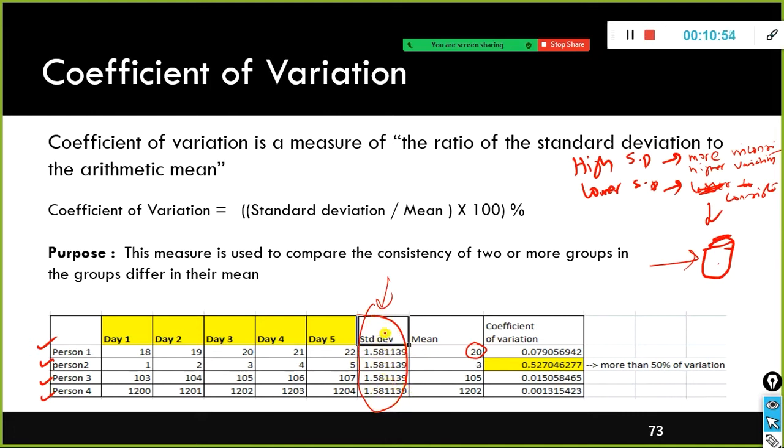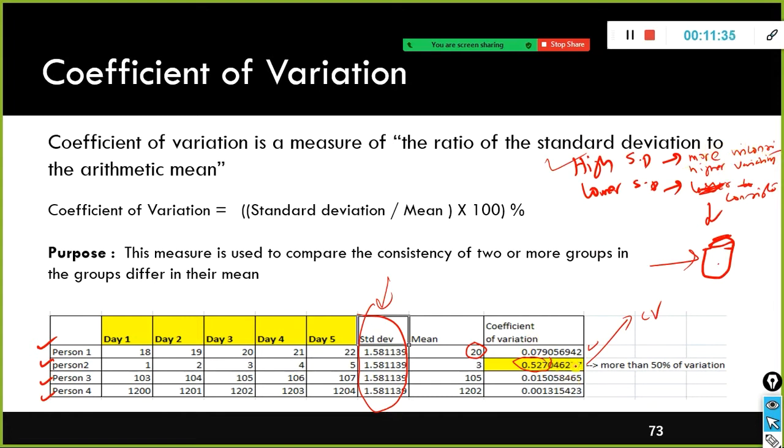So in that kind of situation, to identify the variability, we will take the ratio of the standard deviation to the mean, standard deviation divided by mean. So 1.58 divided by 20, you get this value. So this is your coefficient of variation. Look here, the higher the CV, the higher the coefficient value, the lesser the consistency. Similar to higher standard deviation, lesser consistency, more inconsistency.